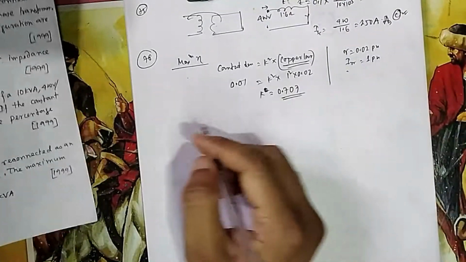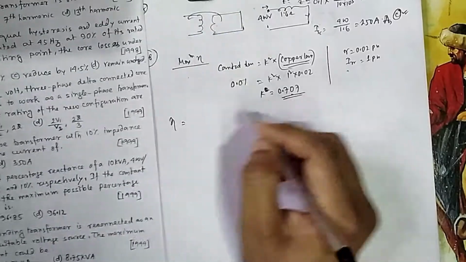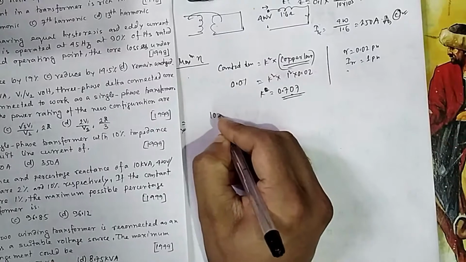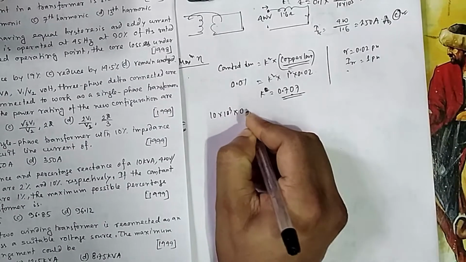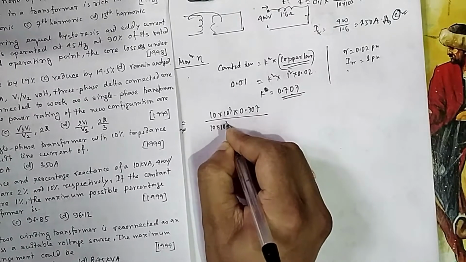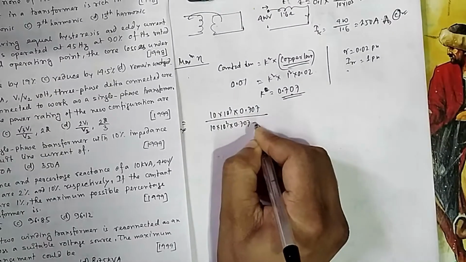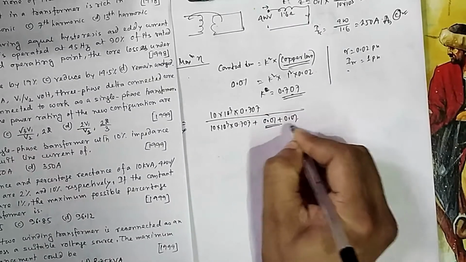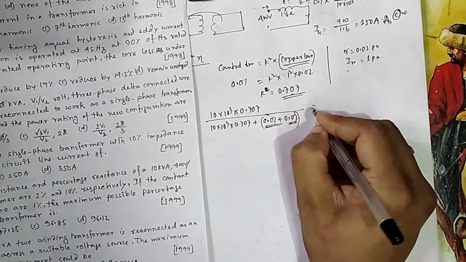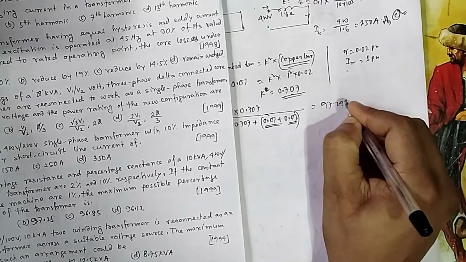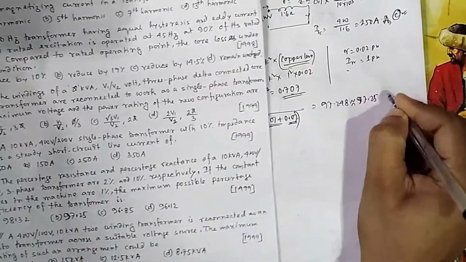So what will be its efficiency? At this loading you will get the maximum efficiency. So efficiency max will be equal to, what will be your output at this loading? 10 into 10 to the power 3, and your loading is 70%, that is 0.707. This is your output, 10 into 10 to the power 3 into 0.707. And at maximum efficiency your constant loss and copper loss both are equal. So this is constant loss, this is copper loss, so total loss. If you do this, you will get your answer as 97.248, which is around 97.25. That is your option B.